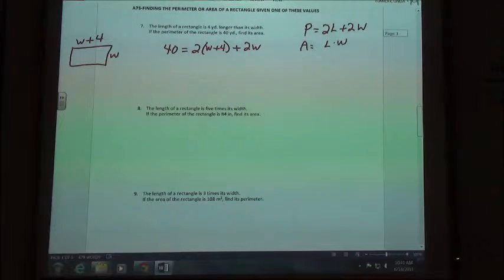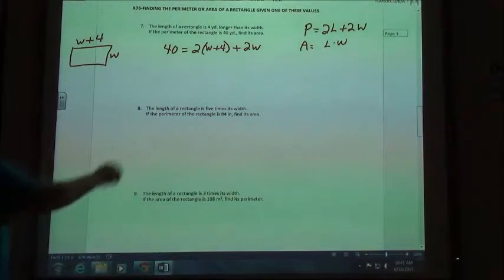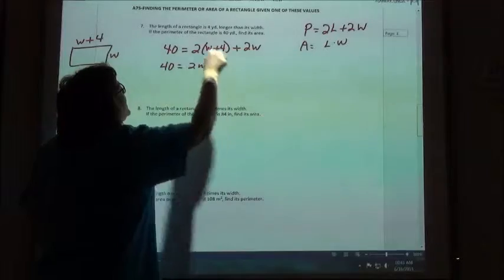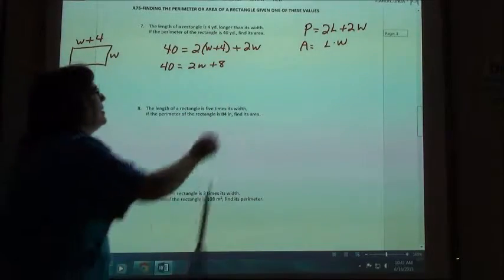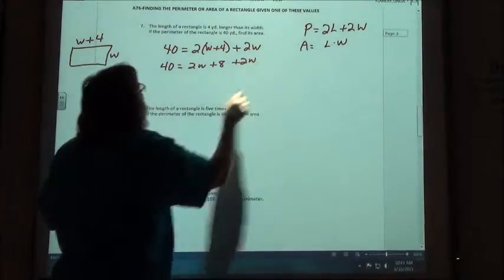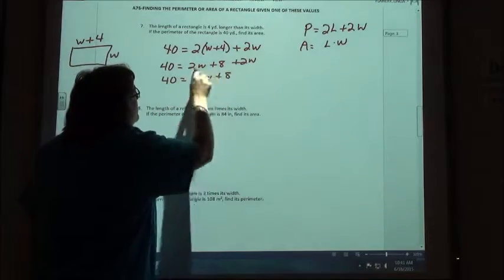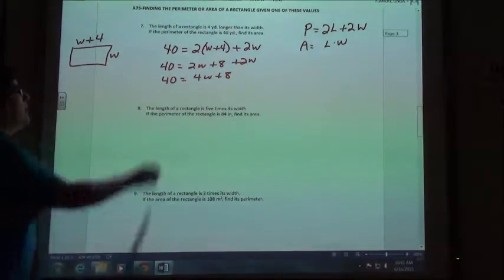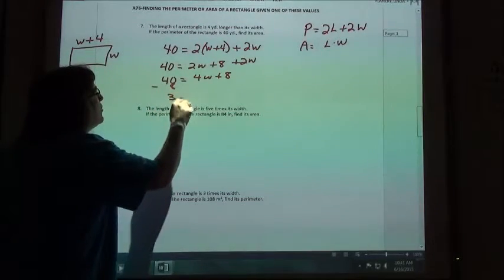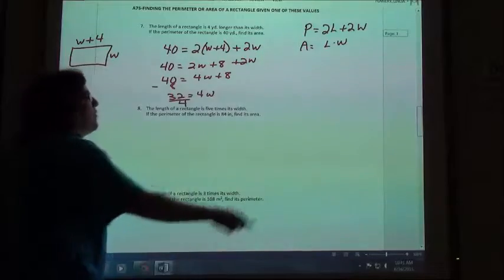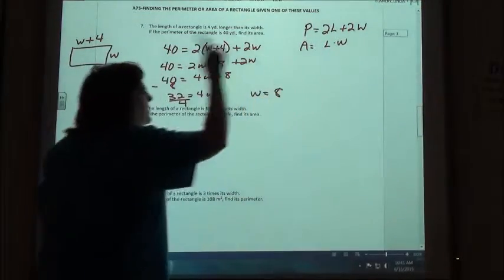I now have my equation that I can find the width of my rectangle by solving. So 40 is going to equal 2W plus 8 using my distributive property, plus 2W. 40 equals 4W plus 8, combining my like terms. If I subtract my 8, 32 equals 4W. And of course, if I divide by 4, W equals 8.